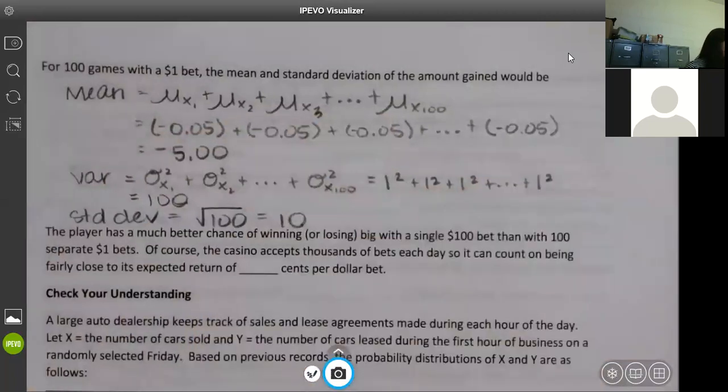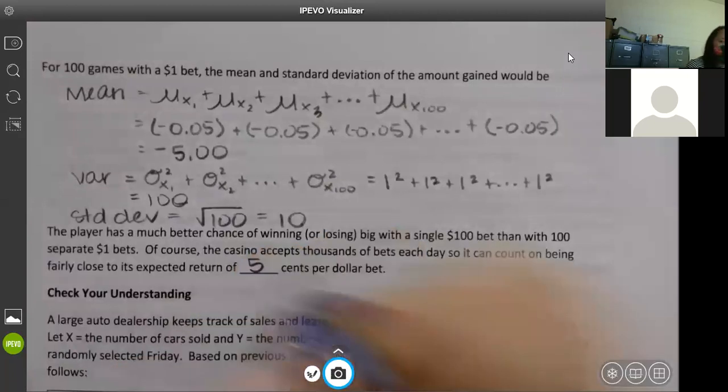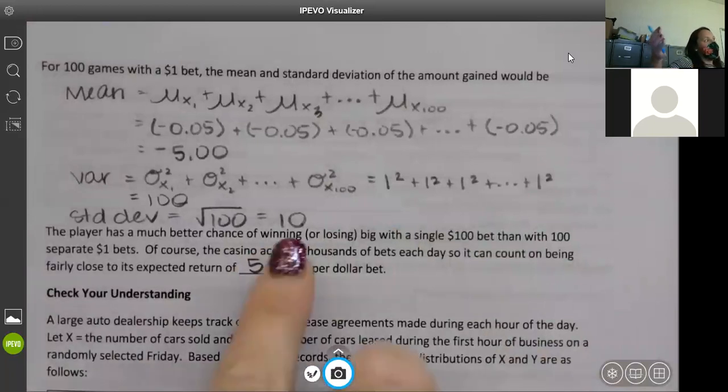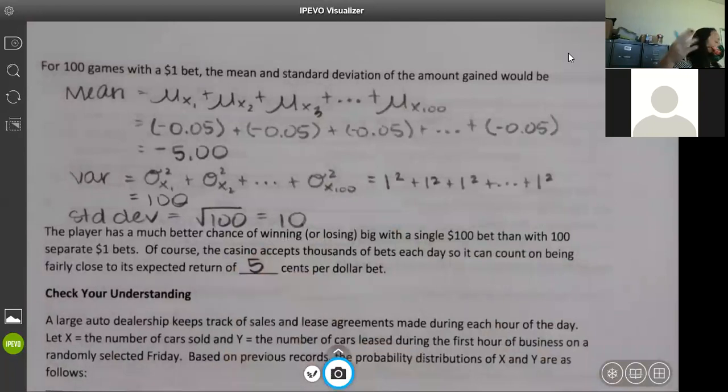So the player has a much better chance of winning or losing big with a single $100 bet than with 100 separate $1 bets. Of course, the casino accepts thousands of bets each day, so it can count on being fairly close to the expected return of 5 cents per dollar bet. All right, so it's just showing you the mean is going to be the same. You're still going to average -$5, but what's going to come into play is how much you win or lose. So you could either win $10 compared to, what do we have on the other one, 100, or vice versa. So the bigger the bet, the more you could win or the more you could lose. Okay, so you're taking a bigger risk.